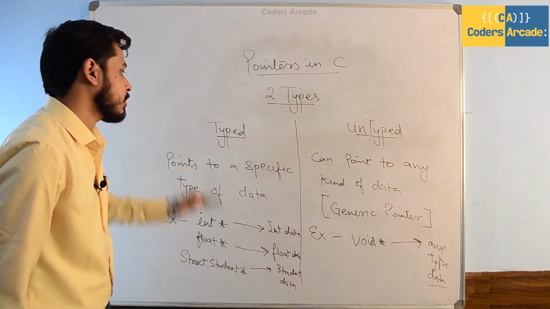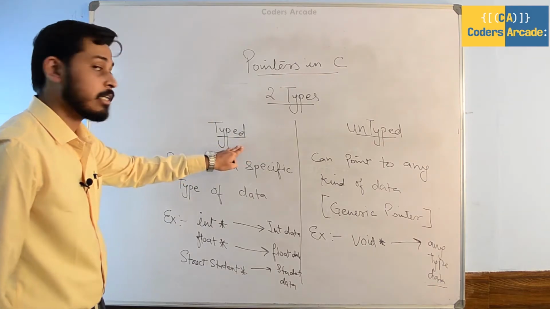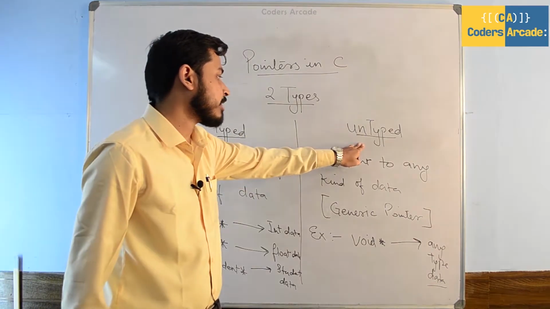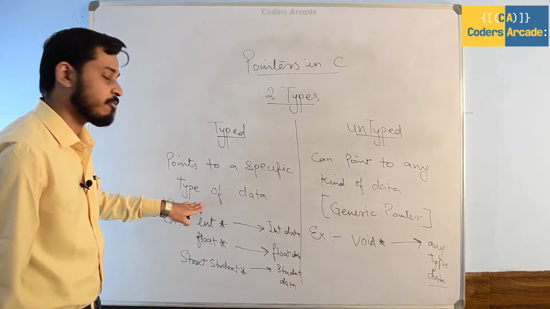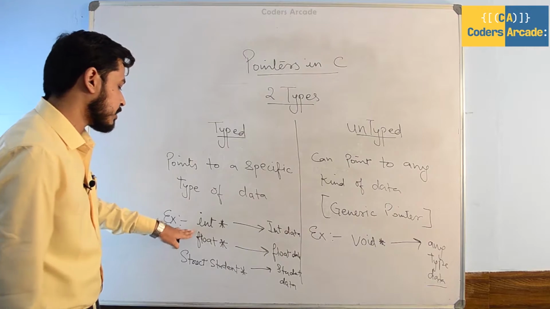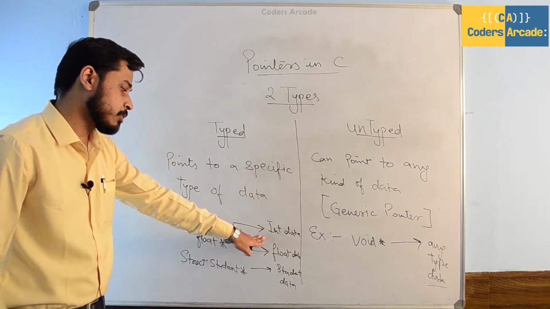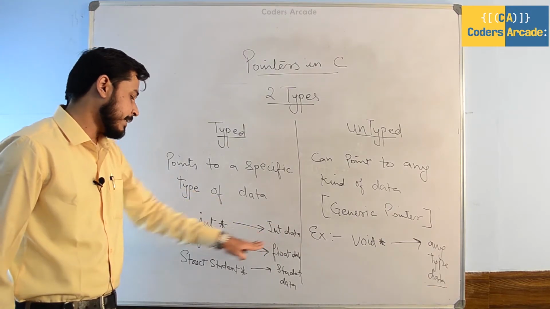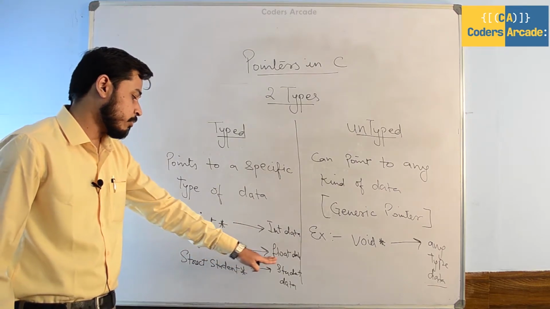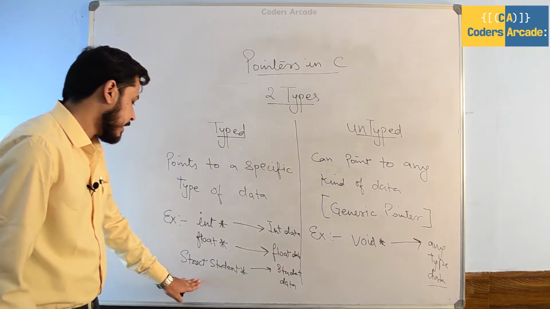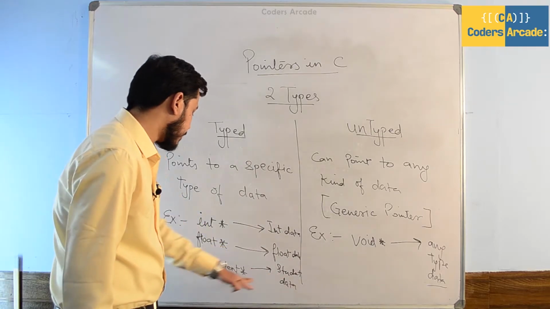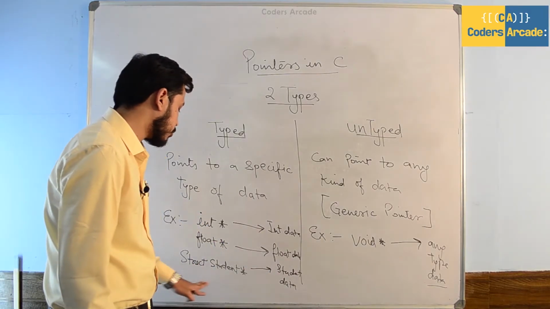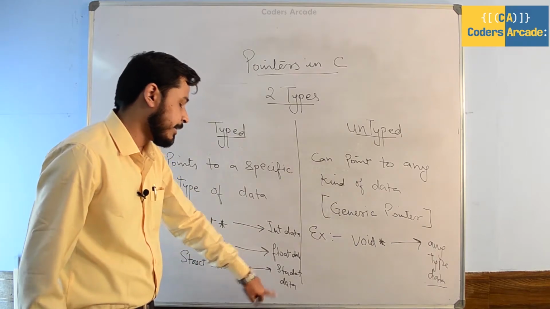Understood this difference? There are two types of pointers. The first one is the typed pointer, the second one is the untyped pointer. A typed pointer can only point towards a specific type of data. Suppose it is an int type of pointer, then it only points towards int data. A float type of pointer will only point towards float data, and a struct type of pointer will only point towards that particular kind of data.